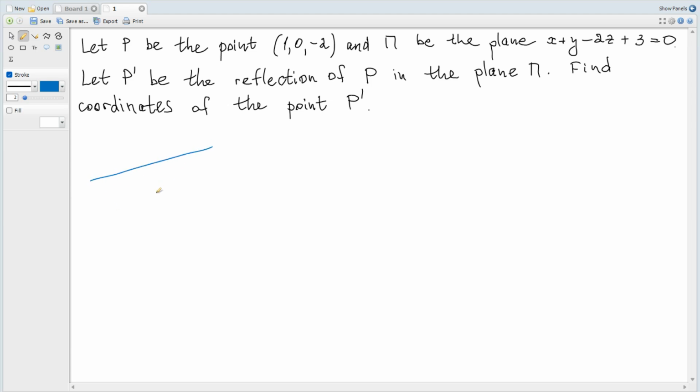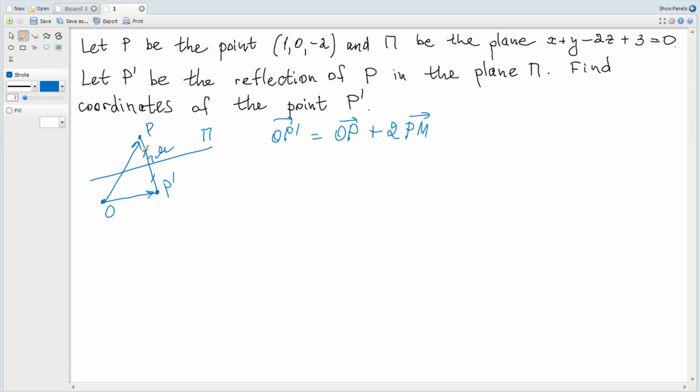When P prime is the reflection of P in the plane, this plane acts like a perpendicular bisector of PP prime. So the line through PP prime is perpendicular to the plane, and distance PM is equal to distance MP prime, where M is the point of intersection between the line and the plane. So the position vector of the required point P prime can be found as vector OP plus 2 times vector PM.